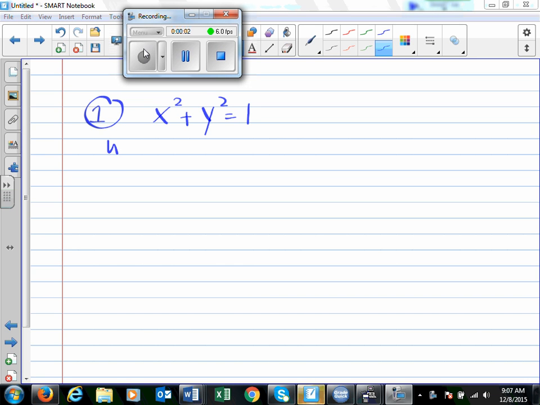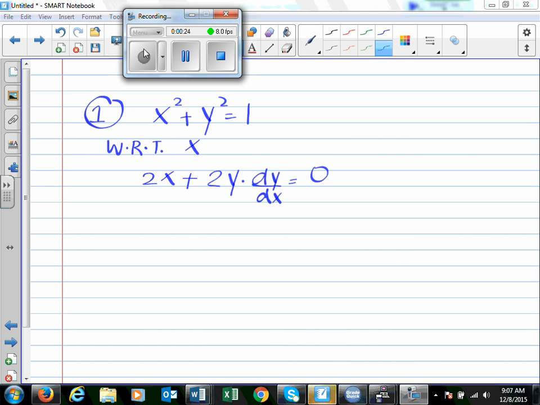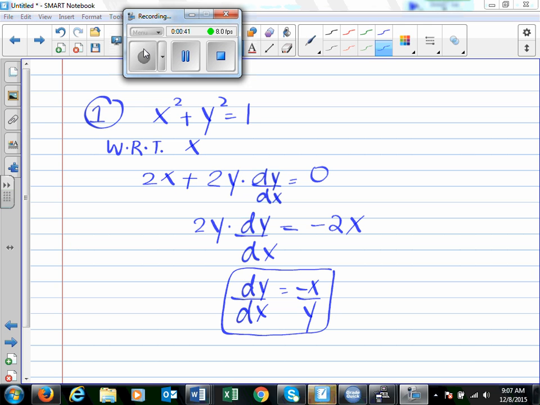Differentiate both sides with respect to x, you get 2x plus 2y dy over dx equals 0. So from here, what do we do next? Subtract 2x, so you get 2y dy over dx equals negative 2x. Divide, so you end up getting dy over dx equals negative x. The 2's get cancelled, so you even out like this.